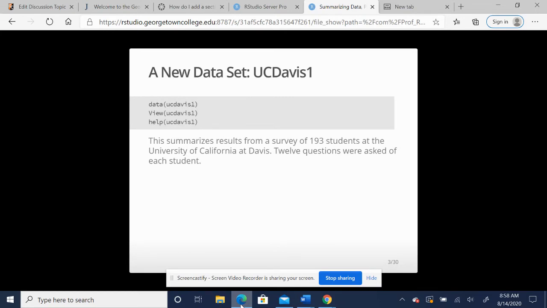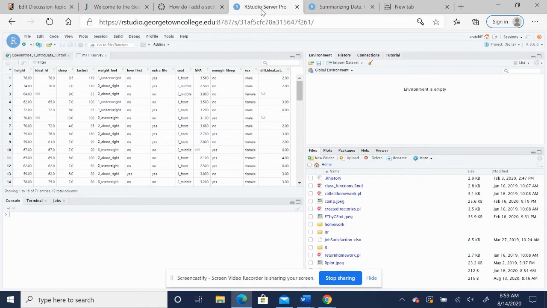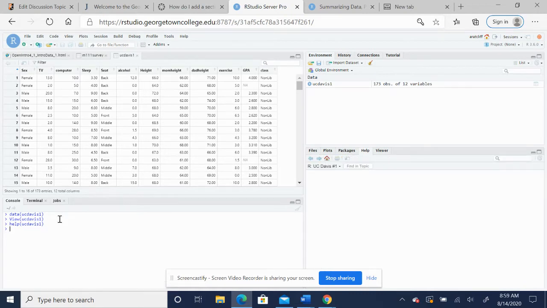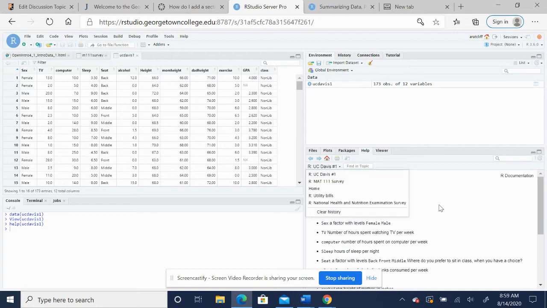First of all, we're going to be looking at a new data set. This is UC Davis 1. So let's head over to RStudio and let's load it. And then we're going to view it. And then we want to have some help understanding it.